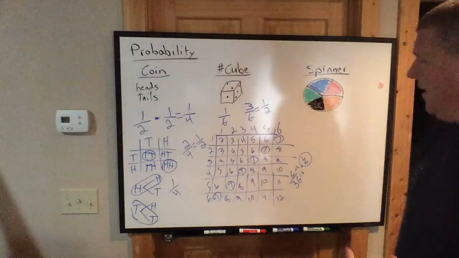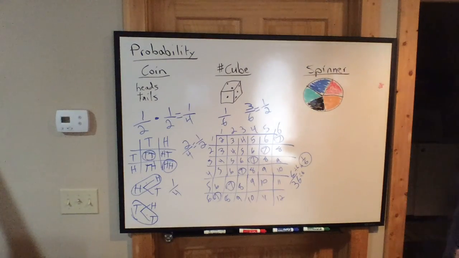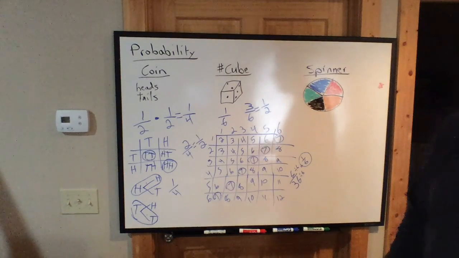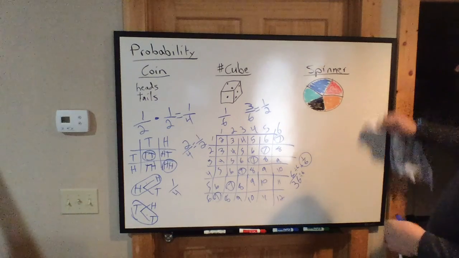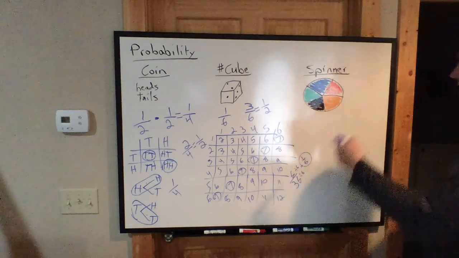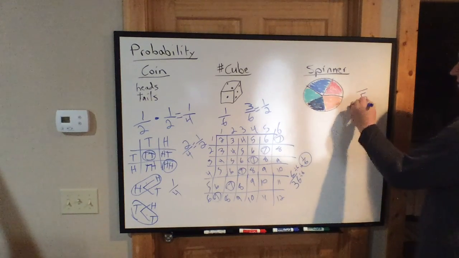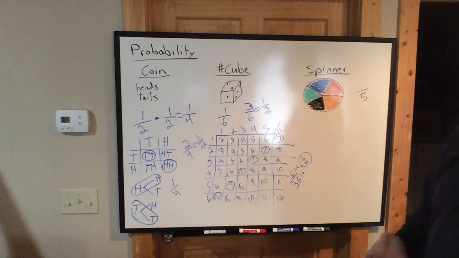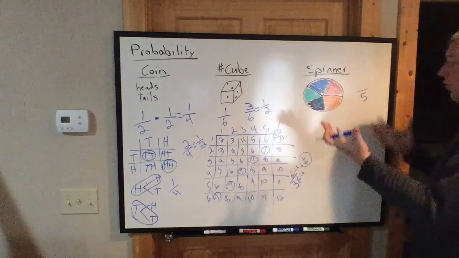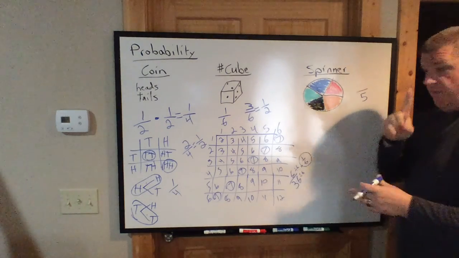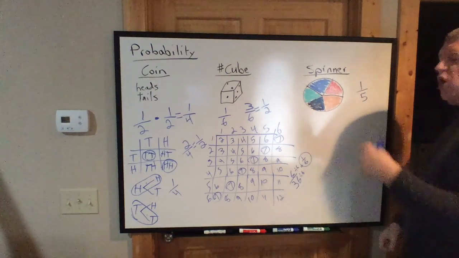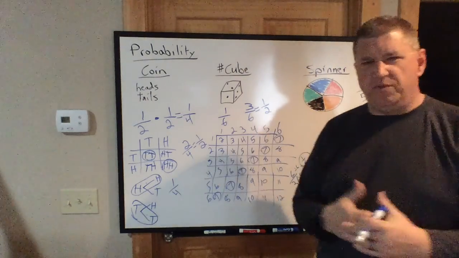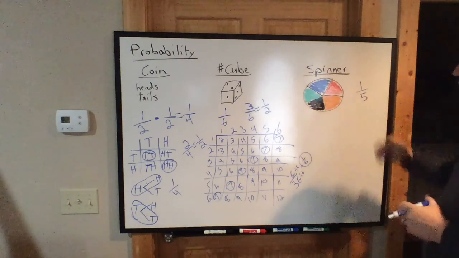And we're looking at the spinner. In the spinner, we have 5 different colors. So what is the probability? We have 5 different colors, so that becomes the bottom of my fraction. What's the probability of coming up with a green? How many green sections do I have? I have 1. So it's 1 out of 5. And they're all about the same size, so that's what we'll assume. So it's 1 out of 5.